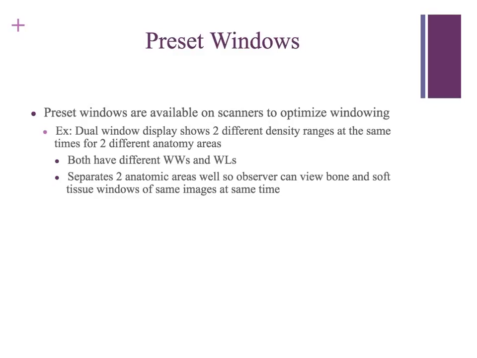Preset windows are available on scanners to optimize windowing. An example is a dual window display, which shows two different density ranges at the same time for two different anatomical areas. Both windows have different window widths and window levels. It separates two anatomic areas well, so the observer can view bone and soft tissue windows of the same images at the same time.